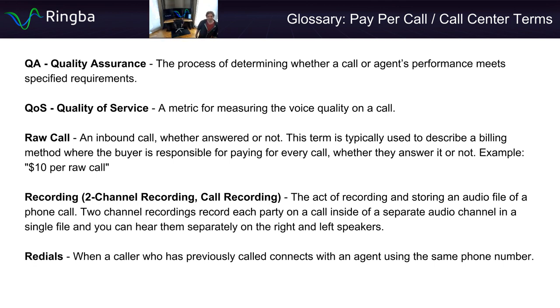Now, raw call is an inbound call, whether it's answered or not. And this term is typically used to describe a billing method where the buyer is responsible for paying for every call, whether they answer it or not. So an example of that would be $10 per raw call. I'll give you $10 per raw call. That means any call you send me, whether I answer it or not, as long as you have independent third-party tracking like Ringba that they can log into, they're gonna pay for that phone call.